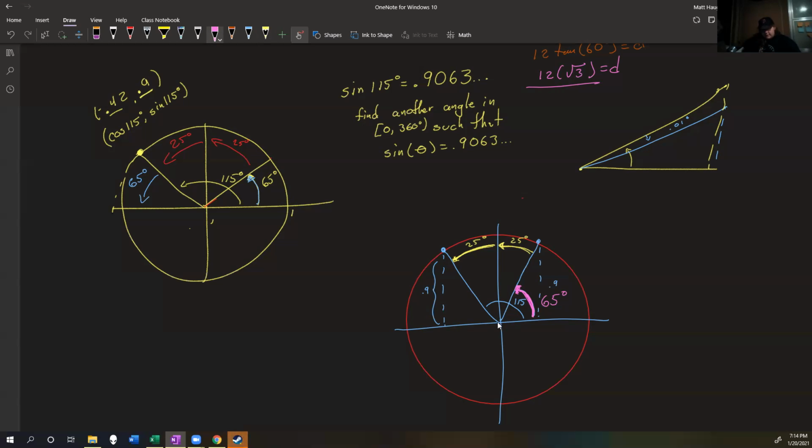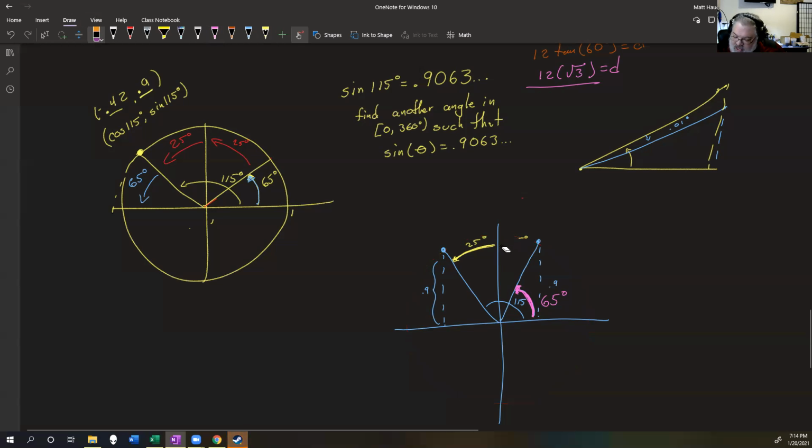Fair? How else could you have found the 65? Well, probably the more straightforward way. And there's nothing wrong with finding it that way. If that's what you see, go for it, you know?